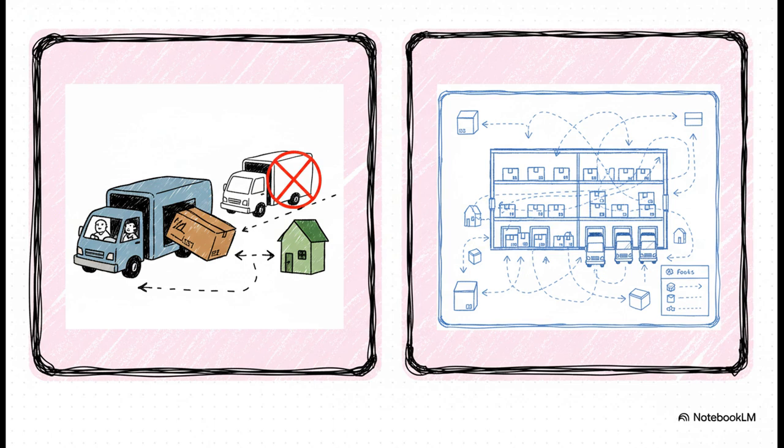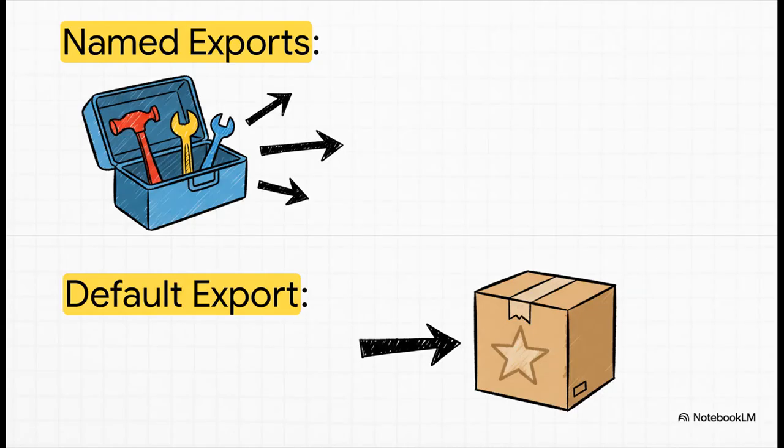For a long time, JavaScript had a few different module systems. Node.js used CommonJS with its require and module.exports syntax. But the modern standard, the one supported natively in browsers, is ES modules. That uses the import and export keywords you see today. ES modules are also static, which means their structure gets analyzed before the code even runs, and that allows for some really powerful optimizations.